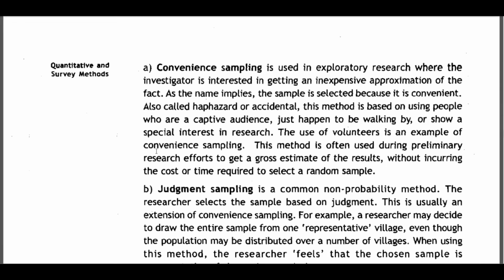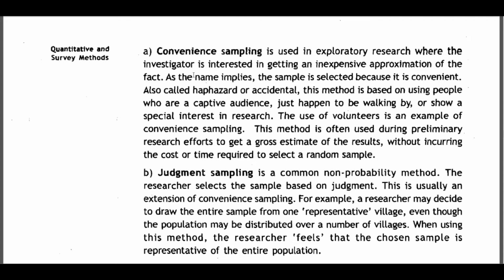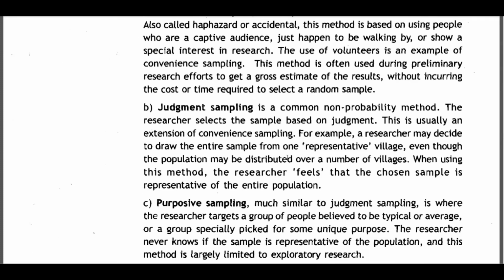First, convenience sampling is used in exploratory research where the investigator is interested in getting an inexpensive approximation of the fact. As the name implies, the sample is selected because it is convenient, also called haphazard or accidental. This method is based on using people who are a captive audience, just happen to be walking by, or show special interest in the research. The use of volunteers is an example of convenience sampling. This method is often used during preliminary research efforts to get a gross estimate of the result without incurring the cost or time required to select a random sample.